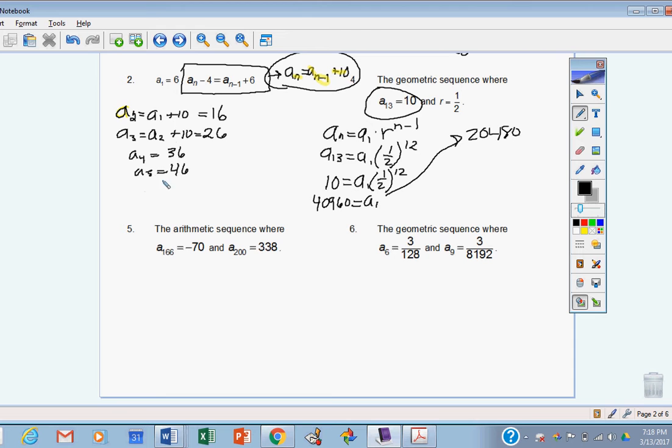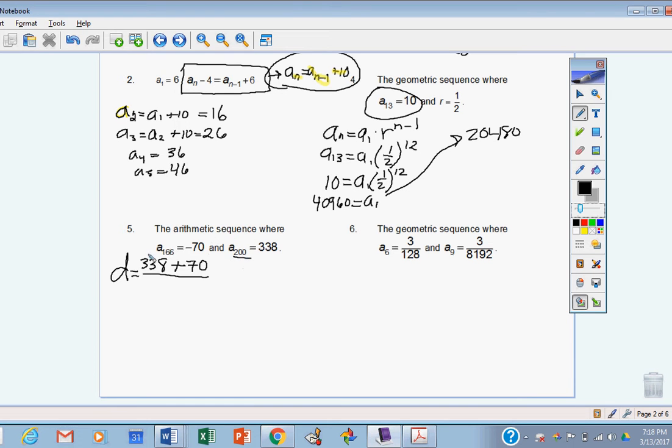If you can get to 5, you should be able to get to 6. Okay, so here we are, the arithmetic sequence. The formula we used was to find our common difference first, and what we did here is we took the 338 minus a negative 70, so just be careful, that's actually plus 70 in this case. The reason we do that is because we want to find out how much we added. Obviously, we added 70 to get to 0, and then another 338 to get there. So basically, we want to figure out how much we added.